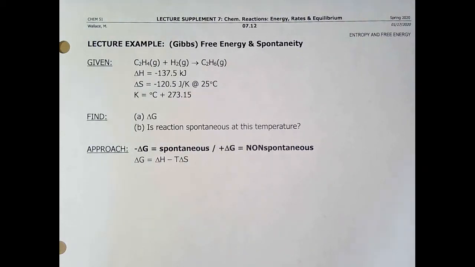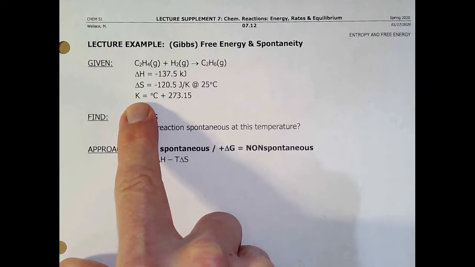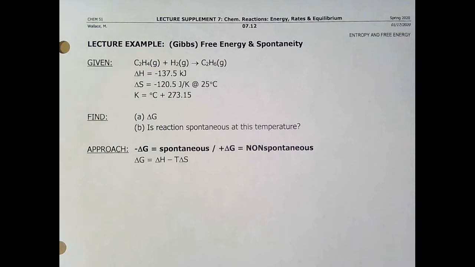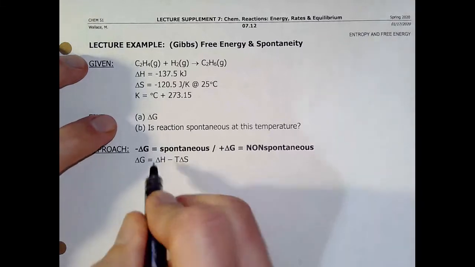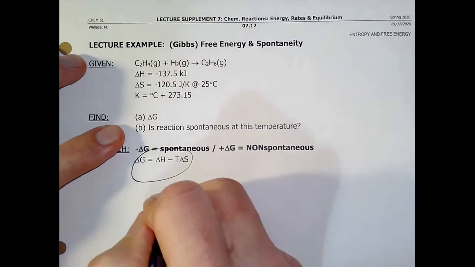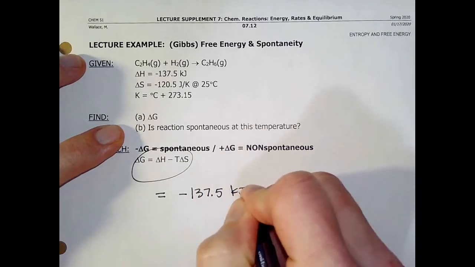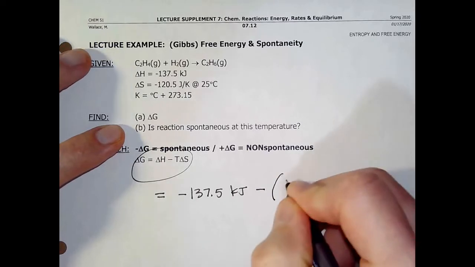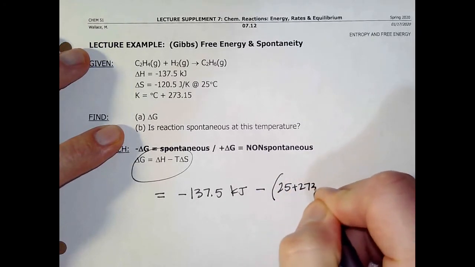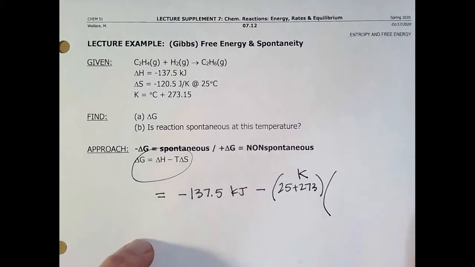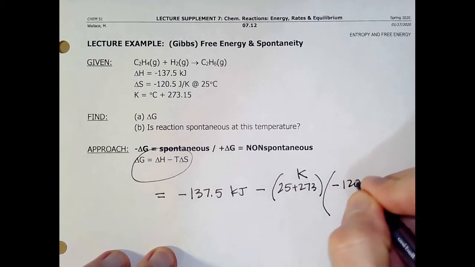Reminded me that, oh yeah, kelvins is degrees C plus 273. There's the temperature. Now, there's one messiness here. It looks really straightforward. You go, well, it's just that. So I go, well, that equals minus 137.5 kilojoules minus 25 plus 273 kelvins. Now I might stop and say, wait, why did he add the 273? Here's my delta S, minus 120.5 joules per Kelvin.